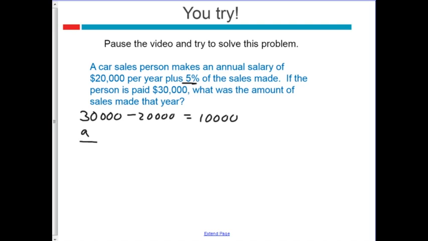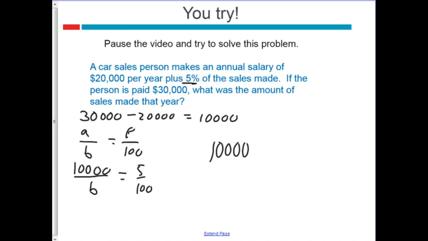And then I set up A over B equals P over 100. And I get 3,000 over B equals 5 over 100. And I'm going to have 300,000 when I multiply 3,000 times 100. So this is 300,000 equals 5B. And when I divide by 5, I get that this person sold $60,000 worth of cars.